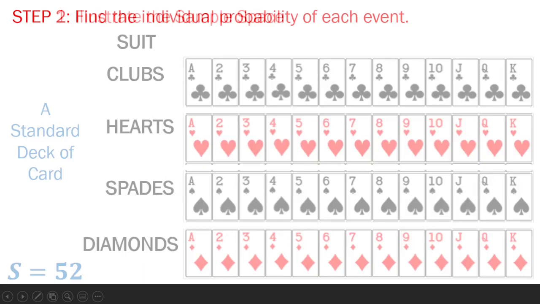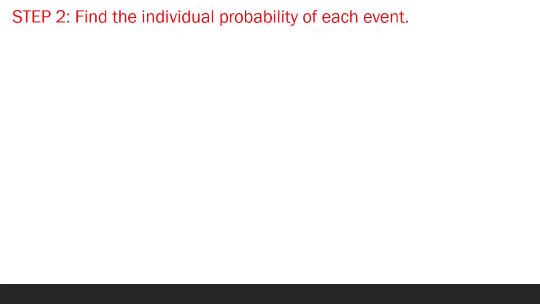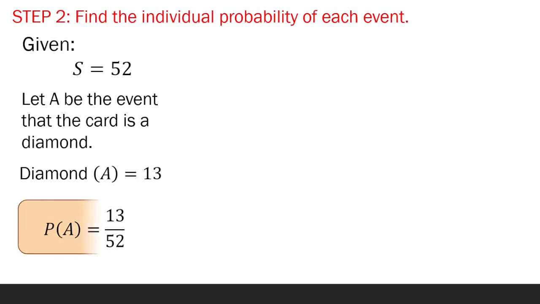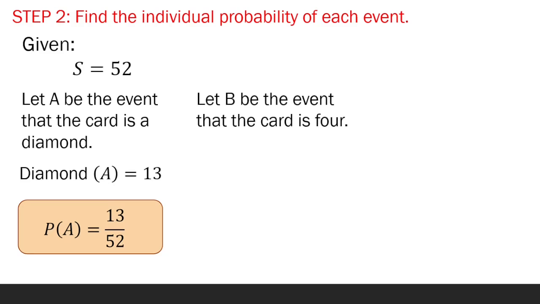Step 2, find the individual probability of each event. And we already know that the sample space is 52. Now, for the first event, let A be the event that the card is a diamond. Going back to our last slide, the total number of diamonds in a deck of cards is 13. Now, the probability that we will draw a diamond card is 13 over 52. So this is the probability of event A. Now, for event B, let B be the event that the card is a 4.